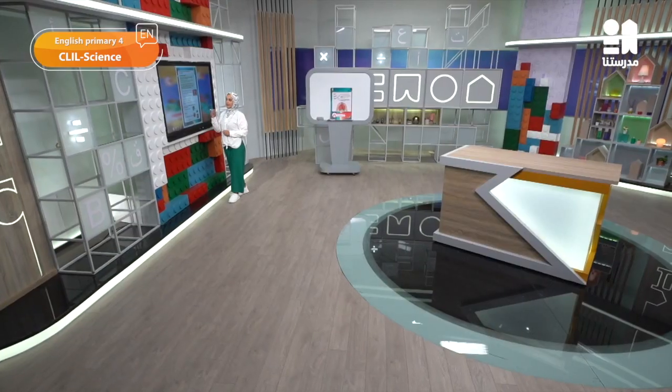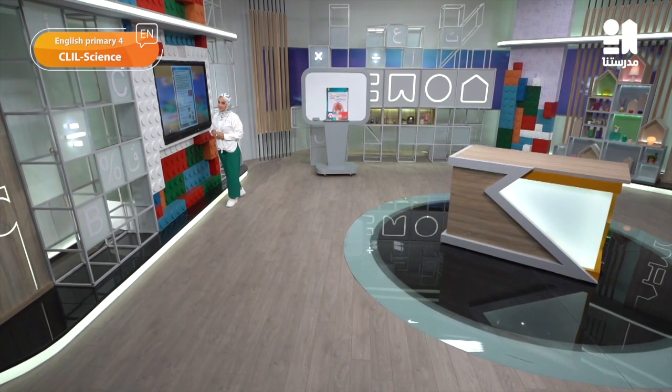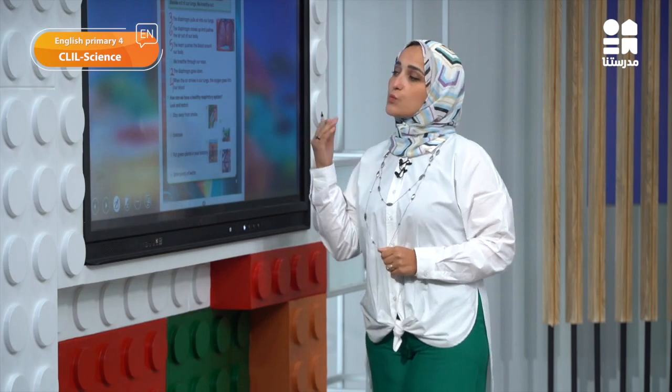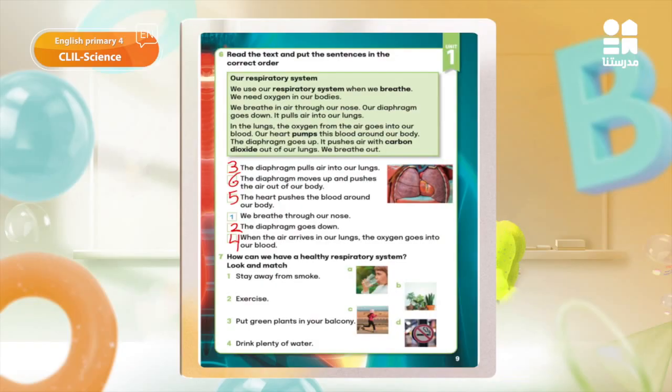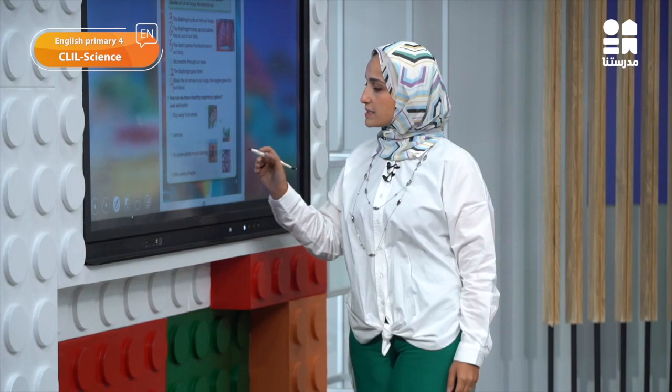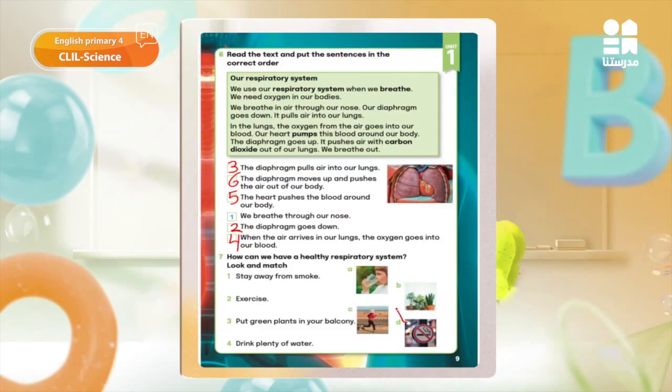Excellent. Okay, now let's turn to exercise 7. How can we have a healthy respiratory system? I want all of you to look and match. Number 1, stay away from smoke. Okay, which picture presents number 1? Yes, it's letter D, so let's match 1 with D.